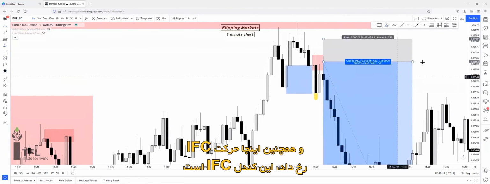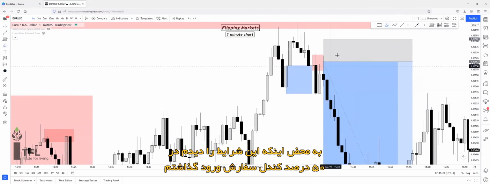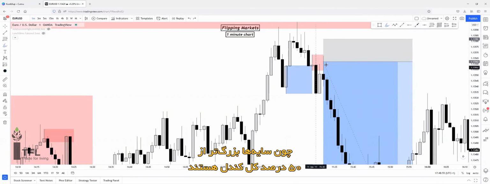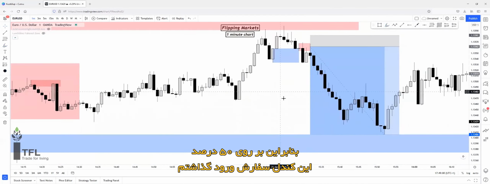As soon as I saw this, and also it happened with an inversion move, as you can see, this is an inefficient candle, I did set my limit order at the 50% of this candle because this is an equilibrium entry point because the wicks are bigger than the 50% of the whole body. So yeah, I did set my limit order at the 50% of this small candle.